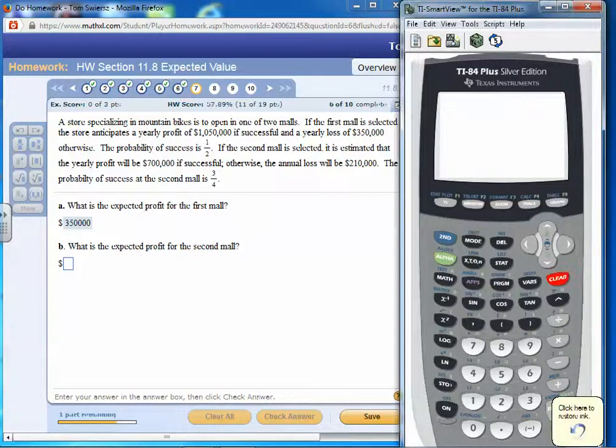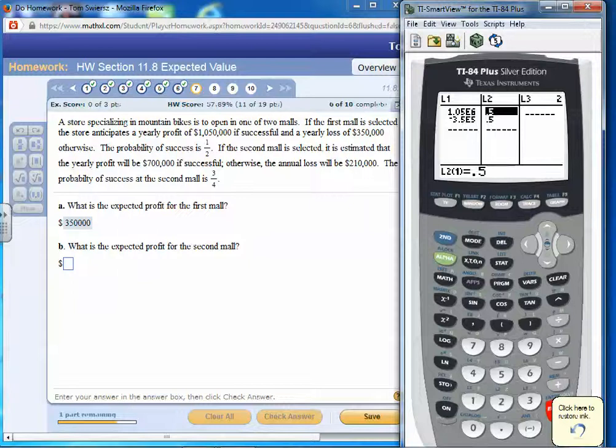We'll clear, and we'll go ahead and put stat, edit, and again we've got different values, so we're going to clear out L2 and clear out L1, and the first value, success, is 700,000. The loss, if it's not successful, is a negative 210,000. Remember, the negative is below the 3. And then the success of the second mall, remember, was 3/4, so you can just go ahead and put 3 divided by 4, or the decimal, 0.75. The probability of failure is going to be 1 minus the probability of success, which is 1 minus 3/4, or 1/4, right? So there are our two values for the probability of the second mall.